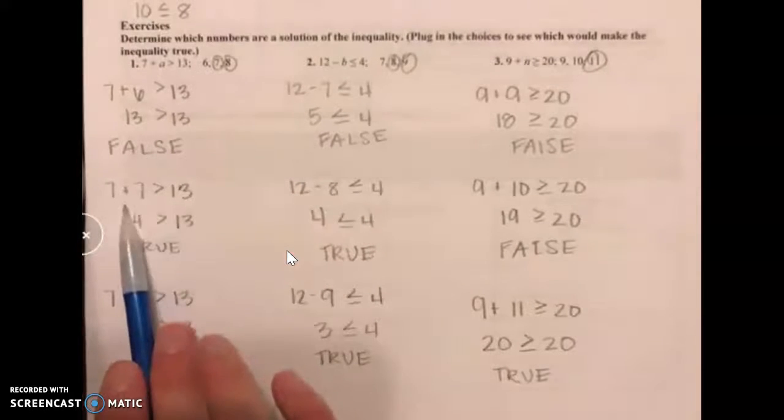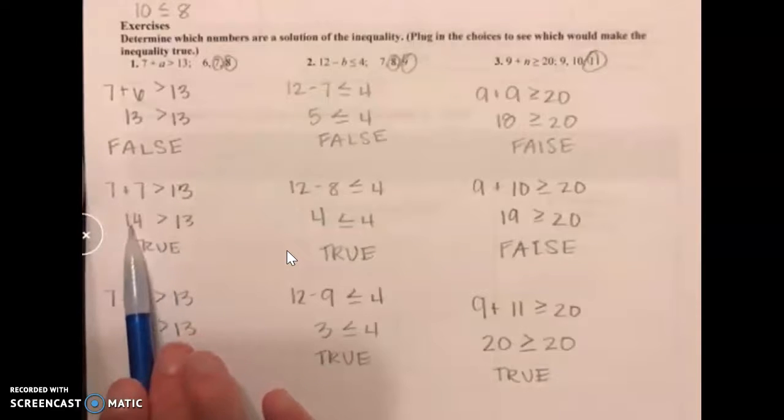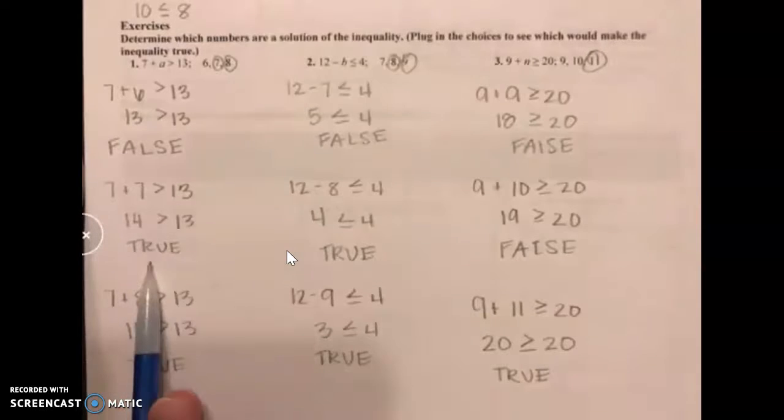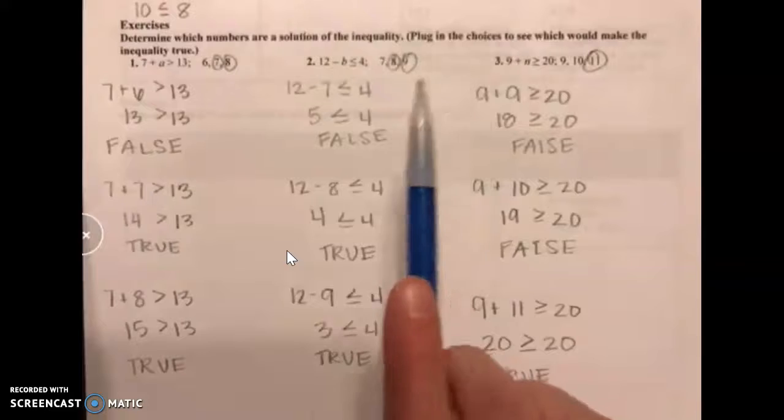Okay, so let's move down to the second one. 7 plus 7 is greater than 13. 7 plus 7 is 14, so 14 is greater than 13. That is a true statement. 7 plus 8, so I plugged in 8, is greater than 13. 15 is greater than 13. That also is a true statement. So we should have had 7 and 8 as our correct answers. Okay, those are our correct solutions.